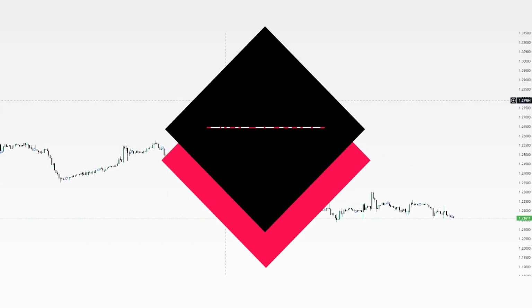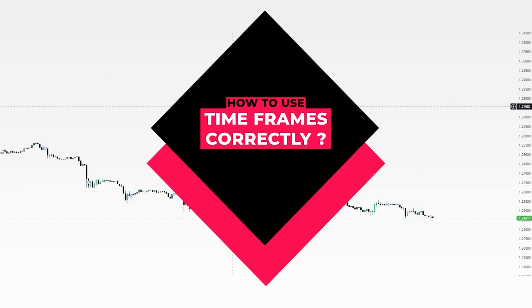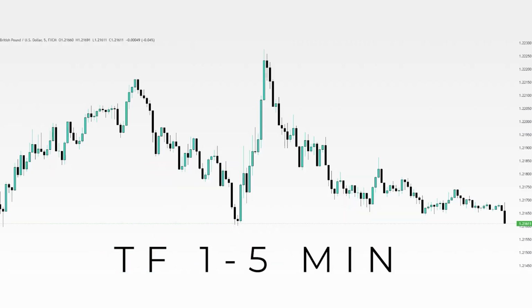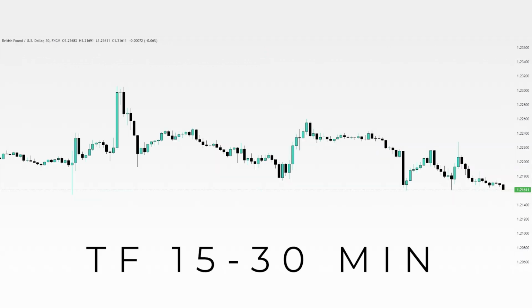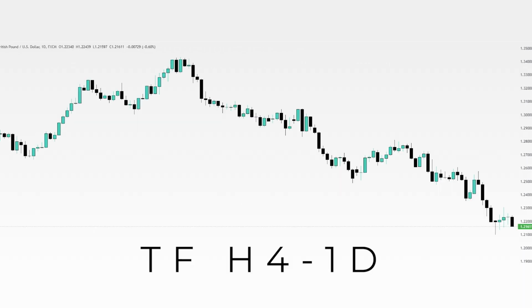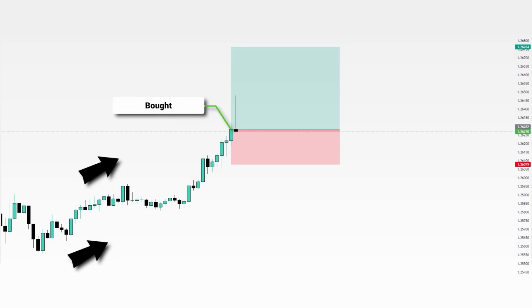How to use time frames correctly? If you are trading on 1 to 5-minute time frames, open a chart on the H1 time frame. If your trading takes place on 15, 30-minute time frames, look at the H4 or even the daily chart. Here's a simple example of why you should always do this.